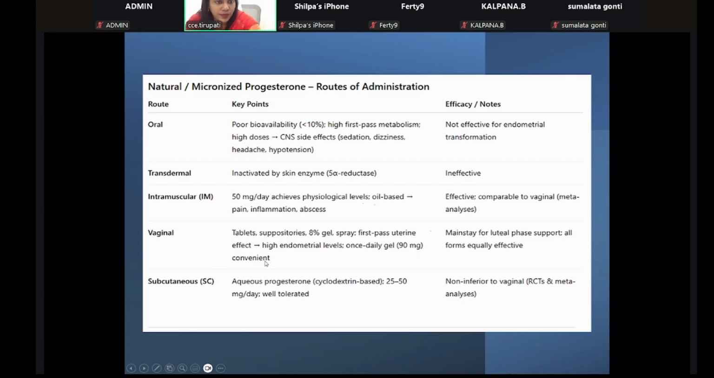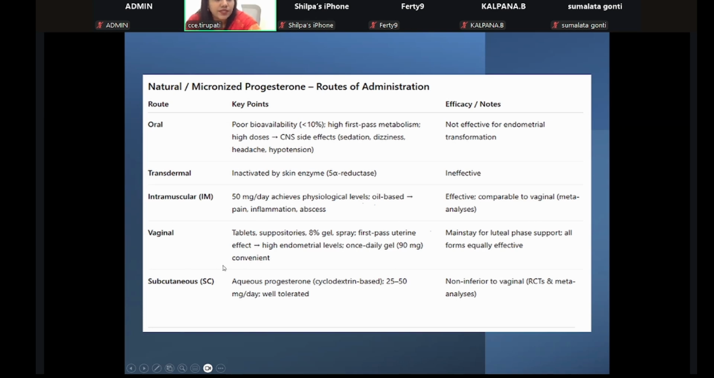So the most common preparations which we use are intramuscular and vaginal. Intramuscular, the dosage is 50 milligrams per day. It is very effective. Highest physiological levels can be achieved with intramuscular preparations, but the only disadvantage is it causes a lot of pain, inflammation. In some cases, if we give repeatedly, it might even lead to abscess formation, but it is most effective.